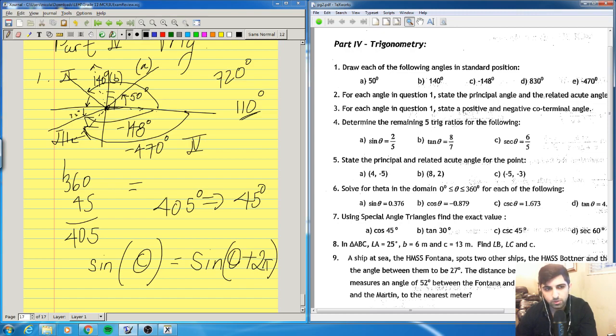What about negative 148? Well, all you have to do is, we noticed that there's 32 degrees here. So this is 180 plus 32. That should be, what, 212?